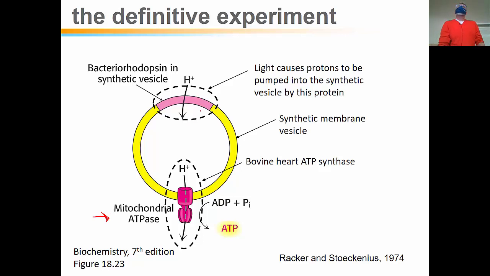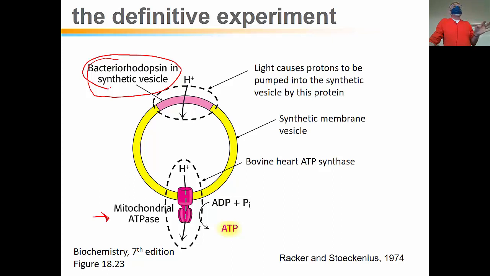Instead of using an electron transport chain from the mitochondria to move those protons, they instead used this transporter called bacteriorhodopsin. Bacteriorhodopsin is found mainly in archaea, but some bacteria. And this is a light-activated pump for moving protons across a membrane. So what it does is in the presence of light, it picks up protons from one side of a membrane and physically moves them to the other side.